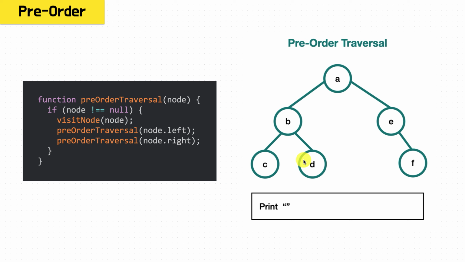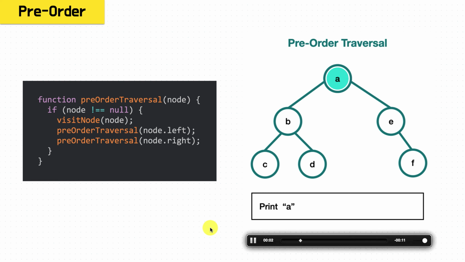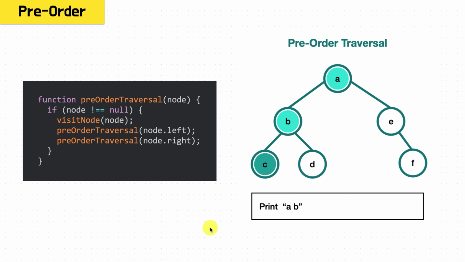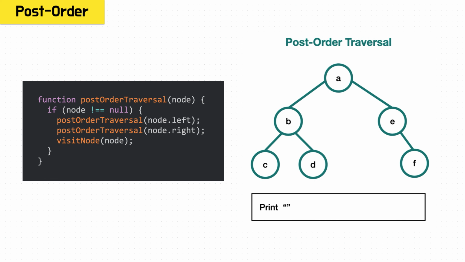It goes middle node, or what I would call the current node, then you visit the left child and then the right child. So it goes A, B, C, then D, and then we go to the right subtree and it prints E and F. And the time you would want to use pre-order traversal is when you want to make a copy of a tree. And the final traversal method for depth-first search is post-order traversal.